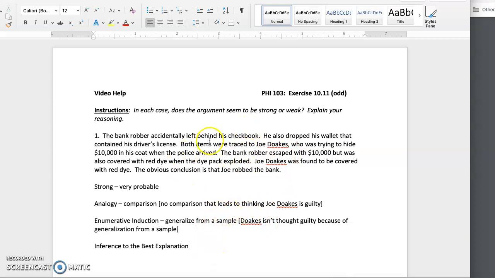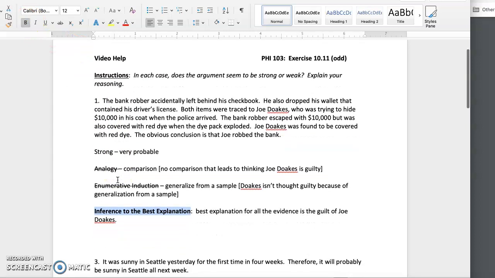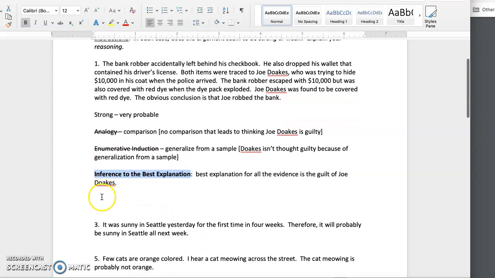We think he's guilty because his guilt is the best explanation for all of these things. For why his checkbook was at the scene, for why his wallet was there, for why he's got red dye on him, and why he has $10,000, right? So the best explanation for all the evidence is the guilt of Joe Dokes. So that's why we would say this is inference to the best explanation. And again, it is a very good explanation, so that's why we say it's a strong argument.